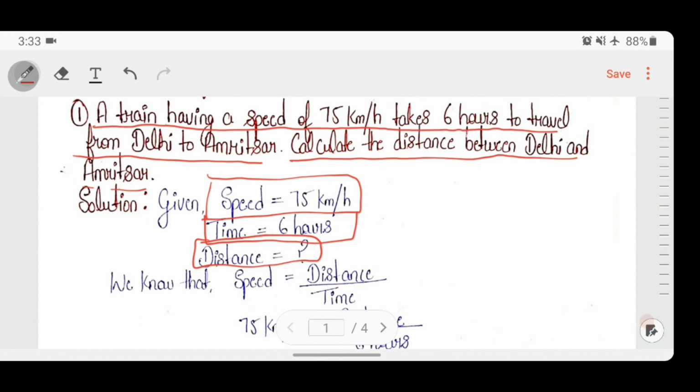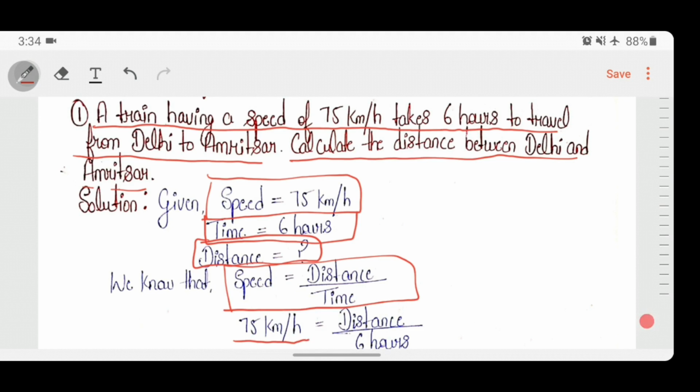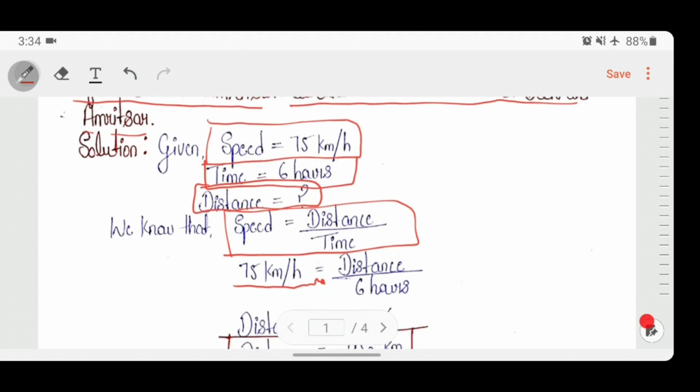So we know that speed is equal to distance upon time. The formula of the speed is distance upon time. After putting all the values in the given formula, we can easily find out the distance. So let's put the given values in the formula. First of all we are given the speed, which is 75 km per hour, after which we are given the time, which is 6 hours, and the remaining quantity is distance, which we have to find out. So let's solve this numerical.